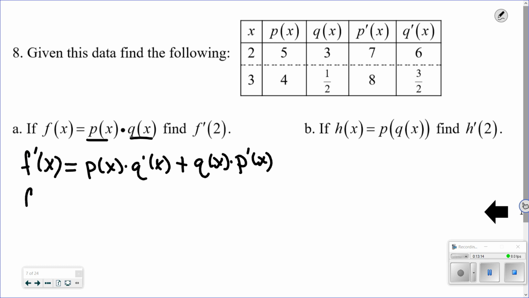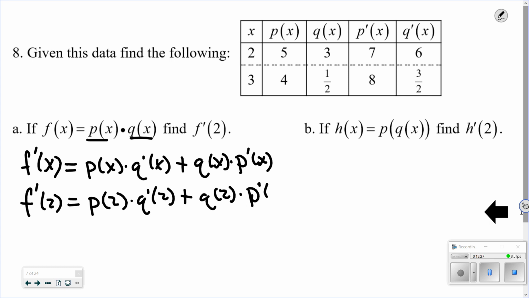And then it wants me to find f prime of 2. So I'm going to plug 2 in everywhere. So p of 2 times q prime of 2 plus q of 2 times p prime of 2. Okay, let's figure all these out. So p of 2, so right here it says I'm plugging 2 in. So when I plug 2 into p of x, I get 5 out. When I plug 2 into q prime of x, I get 6 out. Q of 2, I get 3. And p prime of 2, I get 7. And I'd work that out to find my answer the rest of the way.